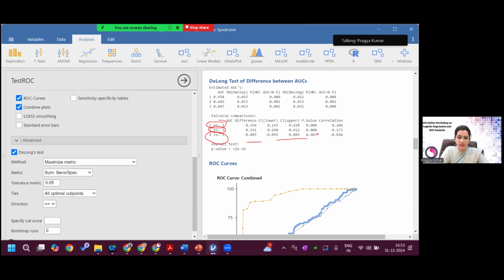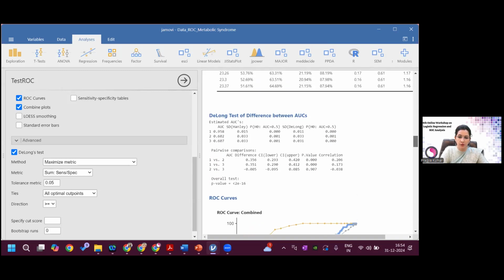You can see the last one is not significant, at 0.607, and both these two are not acceptable, although they show significance. Why? Because if the sample size is very large, then this may show significance. But an AUC of at least 0.7 should be there as a cutoff. So this was the DeLong test which we wanted to tell.